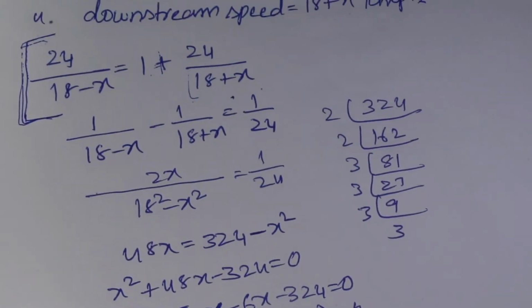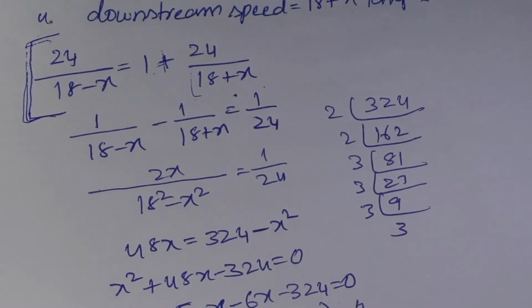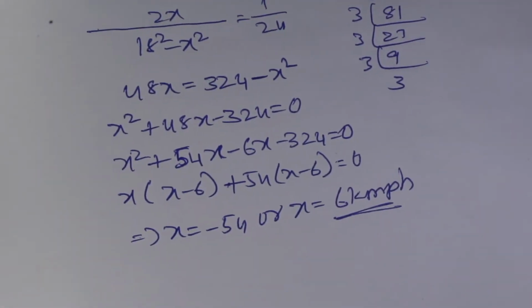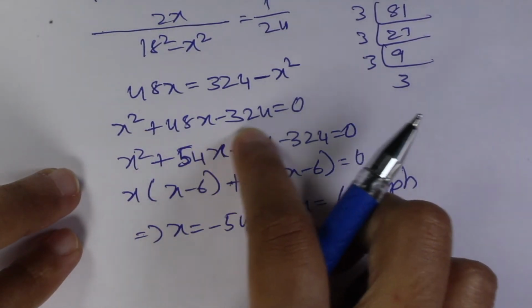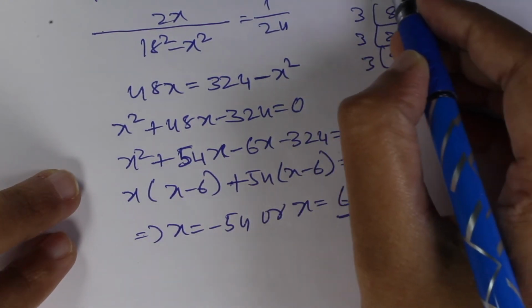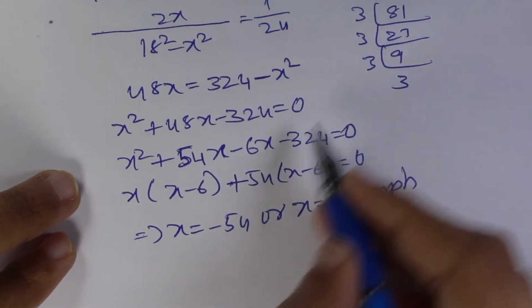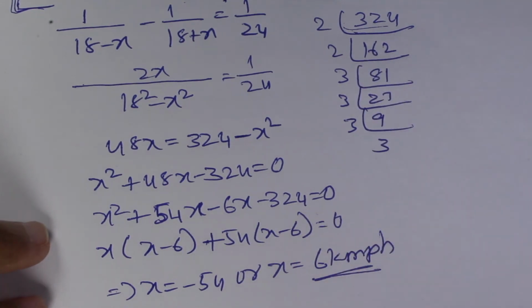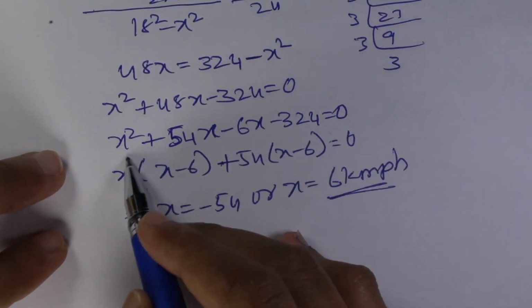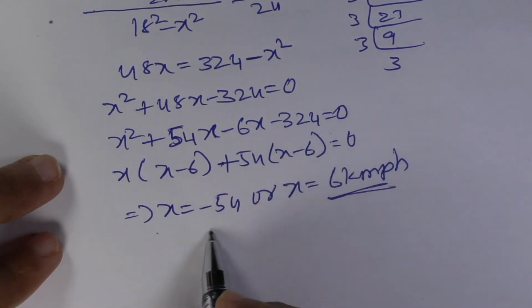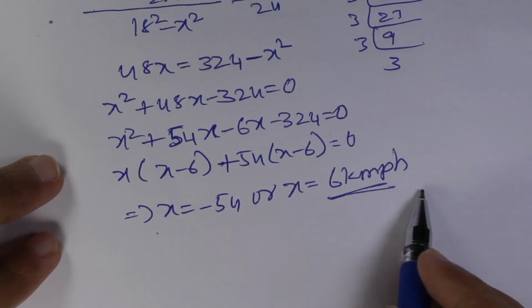You can see this for a while. So here I got a quadratic equation, x square plus 48x minus 324 is equal to 0. So I got the LCM of 324. I have solved it by splitting the middle term method. I have taken the LCM of 324 and I have written 48x as 54x minus 6x, so x square plus 54x minus 6x minus 324 is equal to 0. So I got the solution of x as minus 54 or x is equal to 6 km per hour.